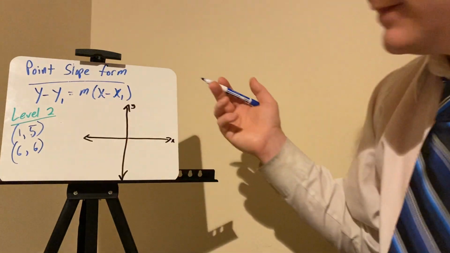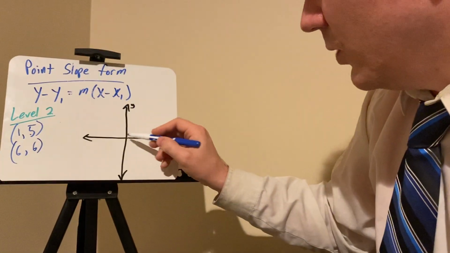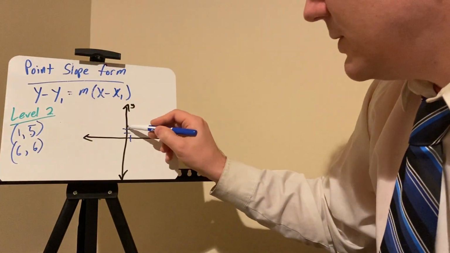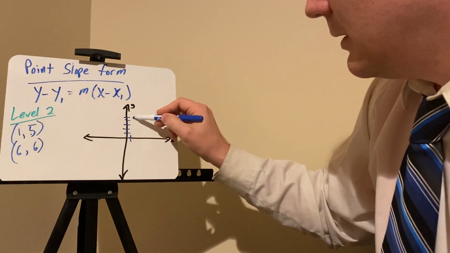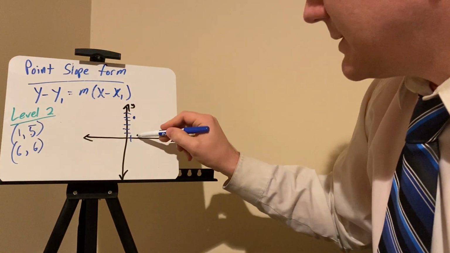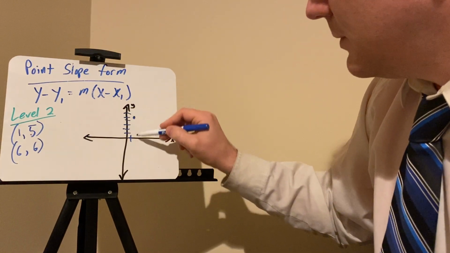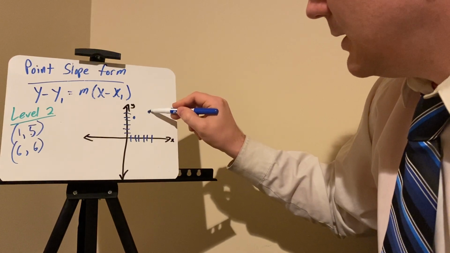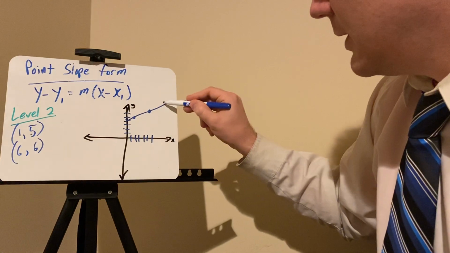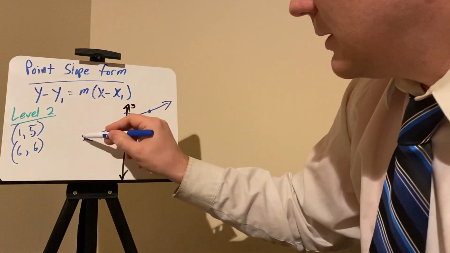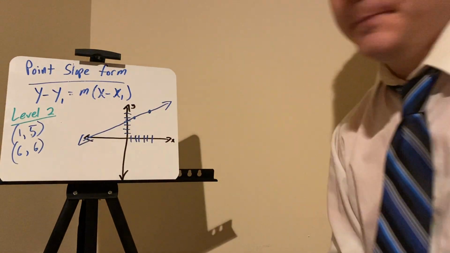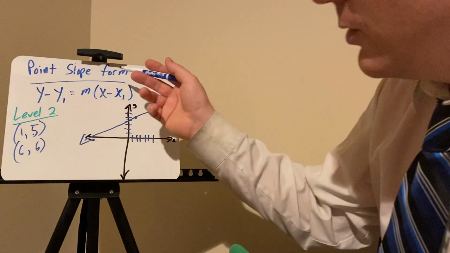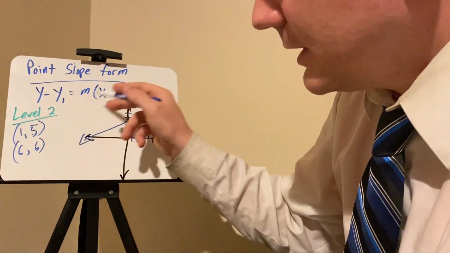You could actually graph this at this point. I could do 1, 5, 1, 1, 2, 3, 4, 5, and 6, 6. So 1, 2, 3, 4, 5, 6. Up 6 would be here. And I can create this, which is a rough sketch of the line. Now, how do I create the point slope form? We have to actually calculate your slope.